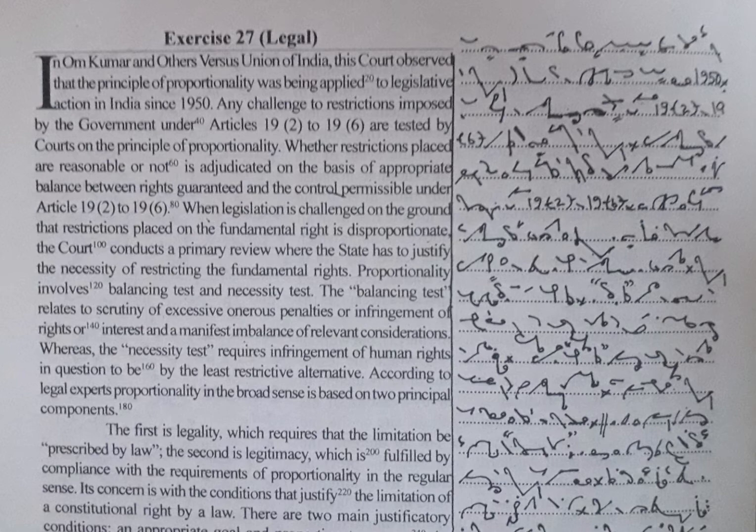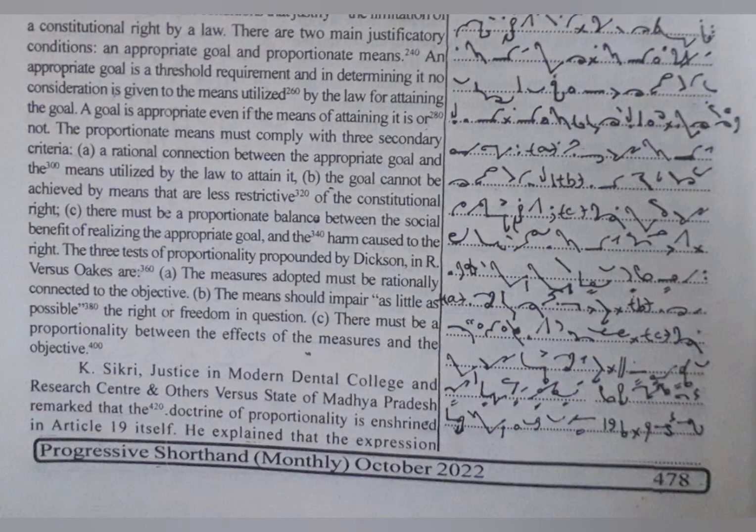alternative. According to the legal experts, proportionality in the broad sense is based on two principal components. The first is legality, which requires that the limitation be prescribed by law. The second is legitimacy, which is fulfilled by compliance with the requirements of proportionality in the narrow sense. Its concern is with the conditions that justify the limitation of a constitutional right by a law. There are two main justificatory conditions: an appropriate goal and proportionate means.